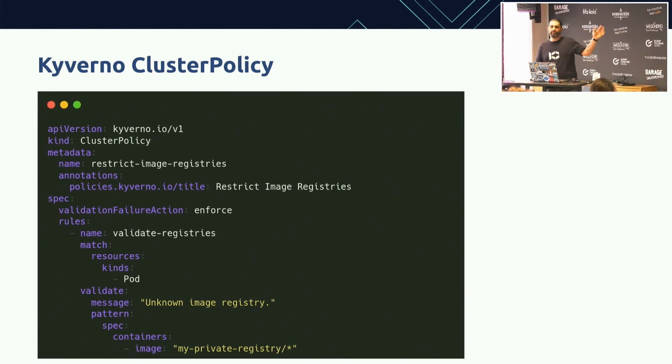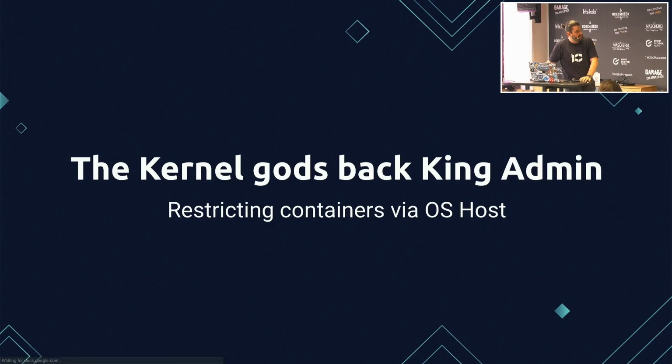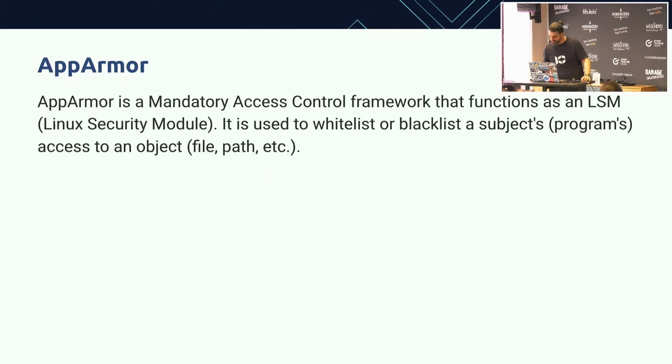Of course, it's not only for that, but you can have lots of different policies. As I said, you can make sure that your pods do not run as root, or that they are from a specific registry. There are many examples on Kyverno's site you should check out, and definitely implement some policies. So with Kyverno, we also secured the API server, and there are some kernel gods that want to back King Admin.